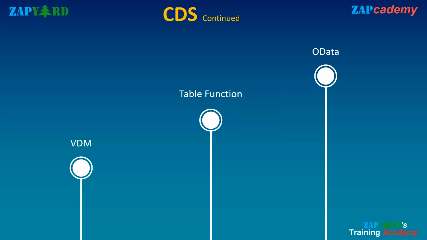CDS table function is one topic which most developers confuse. We will elaborate table functions and give distinct example of the use case which will clarify and differentiate it from AMDP functions. Virtual data model will also be covered in this course, and the trainer will teach how to model the CDS view in basic, composite and consumption view.